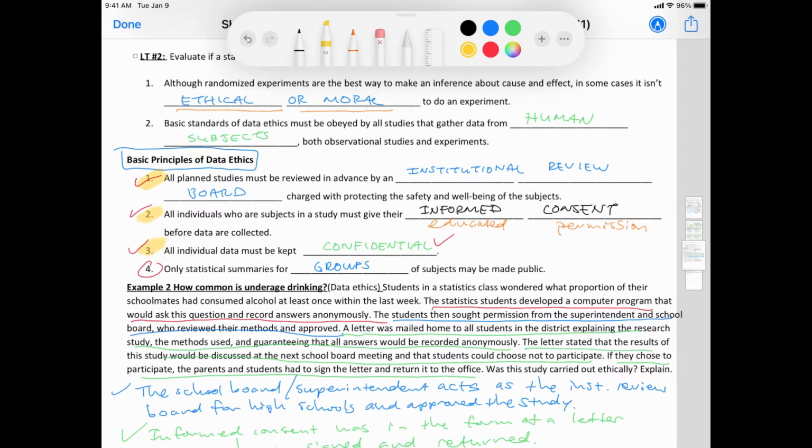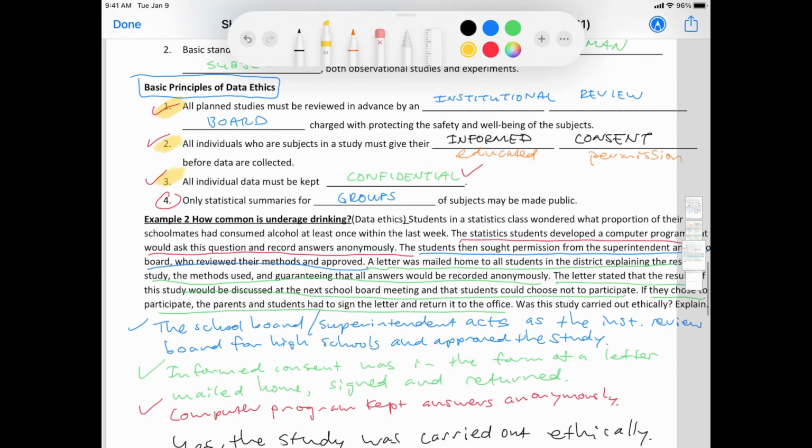The letter stated that the results of the study would be discussed at the next school board meeting and the students can choose not to participate. If they choose not to participate, the parents and students had to sign the letter and return it to the office. Was this study carried out ethically? So if you look at the 3 above, was there some kind of institutional review board? Yes, there was. The school board, or the superintendent there, that I underlined in blue, acts as the institutional review board for high schools and approved the study. So they're kind of like making sure that people aren't going to get hurt here.